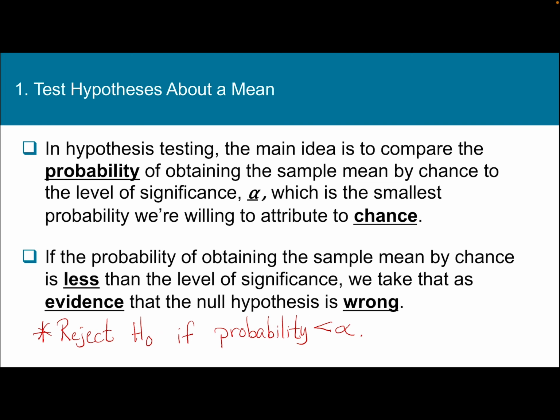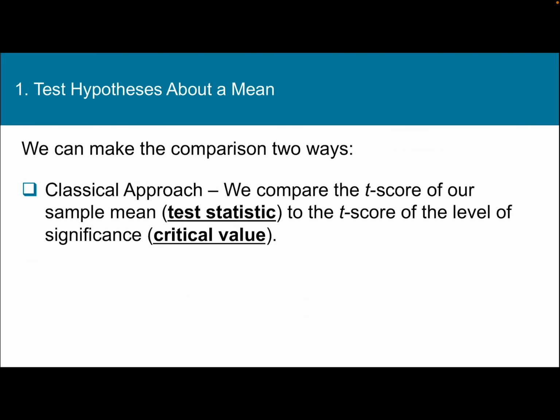Now, there are two approaches with hypothesis testing. The first approach is called the classical approach. And this is the approach that we are going to focus on, the classical approach. We compare our t-score to a test statistic. That's our t-score is that test statistic. And we compare it to a certain critical value. That critical value comes from Table 7.